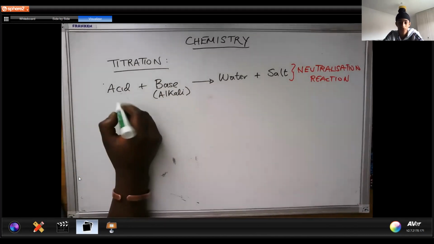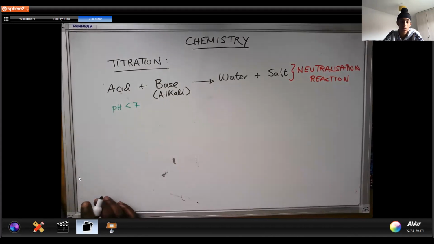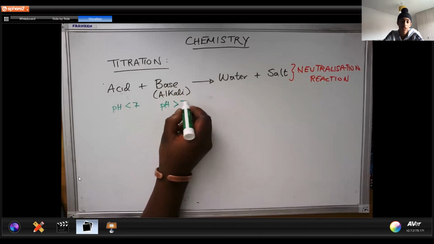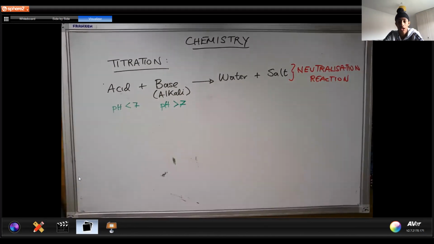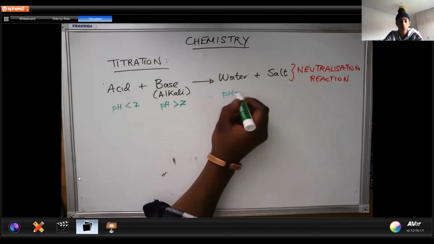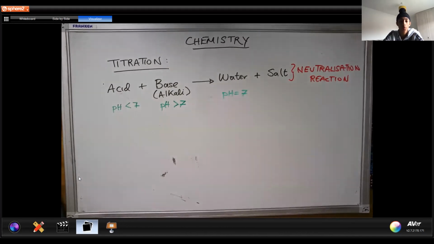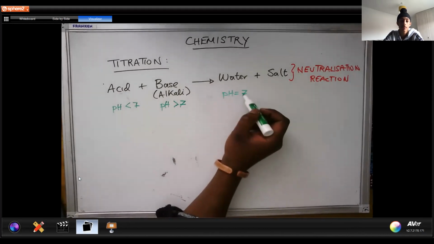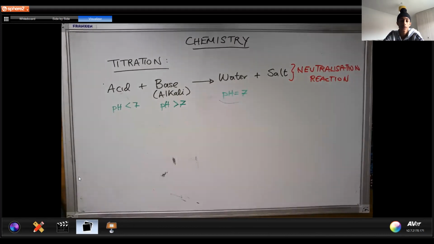So for this one, we're expecting a pH that's less than 7. And for this one, we're expecting a pH that is greater than 7. And then when we combine them, what do we get? We get a pH that is equal to 7. So we've come from both ends and combined at a neutral. And pH 7 is what we call a neutral pH. It is neither acidic nor alkali. All right. Good stuff.